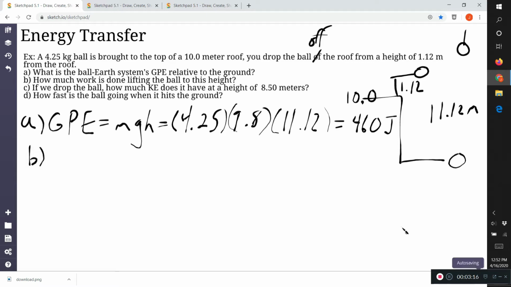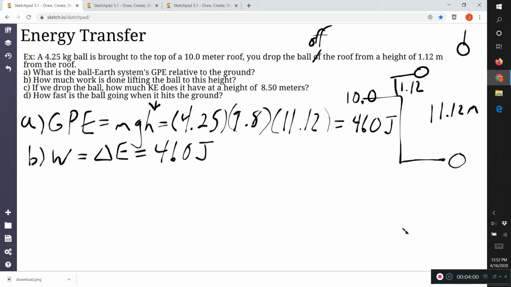Part B. How much work is done lifting the ball to this height? Well, of course we could argue about it if you walked up a bunch of stairs or something like that, but let's think about just the vertical motion here. If we started at a height of 0, that means our gravitational potential energy in that reference frame was 0. Because if h is 0, everything's 0. So we went from 0 to 460 joules. That's our change in energy. Remember, work is equal to the change in energy. So in this case, it's just 460 joules of work was done to get the ball to that height.